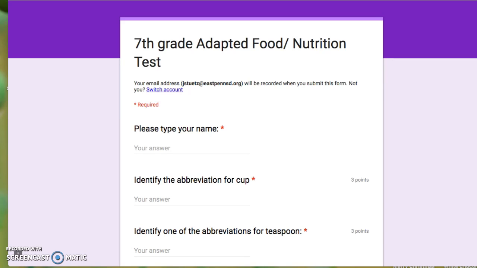Identify the abbreviation for cup. Identify one of the abbreviations for teaspoon. Identify the abbreviation for tablespoon.